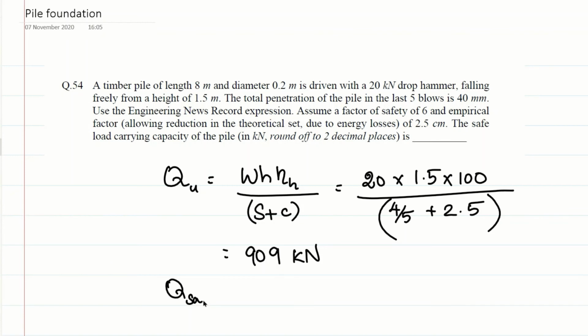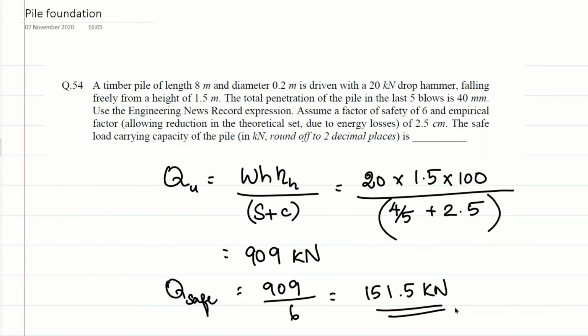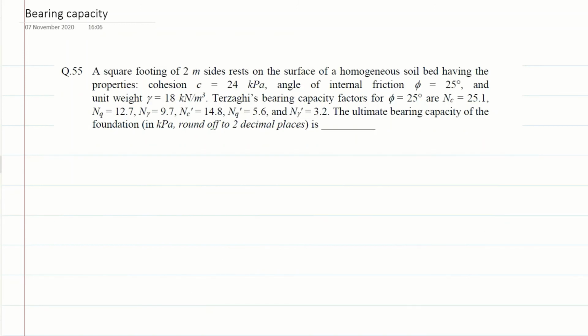They are asking you to maintain a factor of safety of 6. So 909 divided by 6 gives you the value as 151.51 kilonewton. Okay. So now we move on to the next question, which is from bearing capacity.